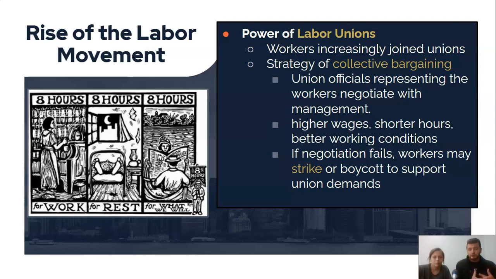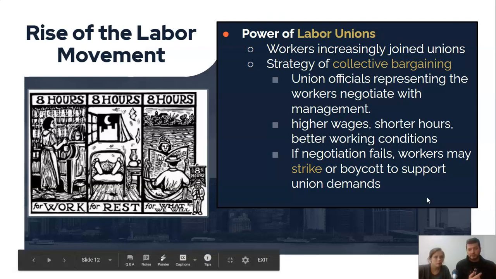So union officials are going to start representing the workers. They are going to negotiate with management for higher wages, shorter hours, and in general, better working conditions. And if the negotiation fails, a lot of times workers could strike or boycott to try to support the union demands.